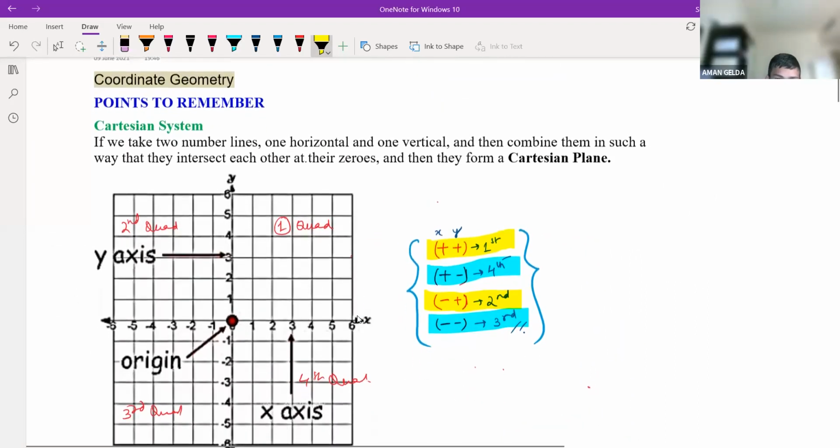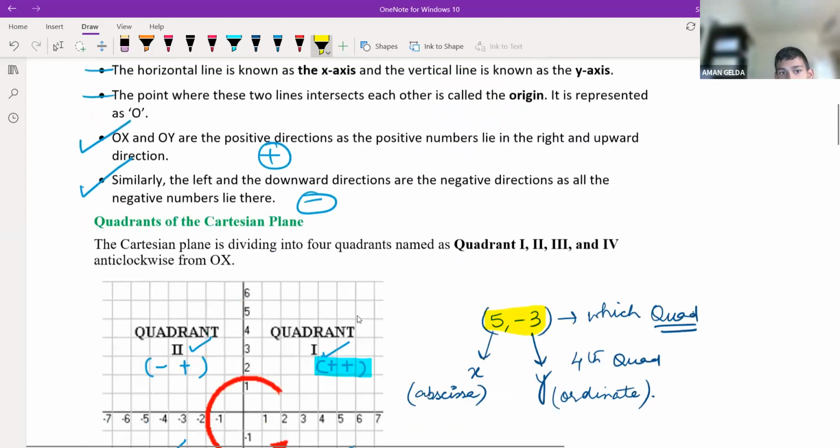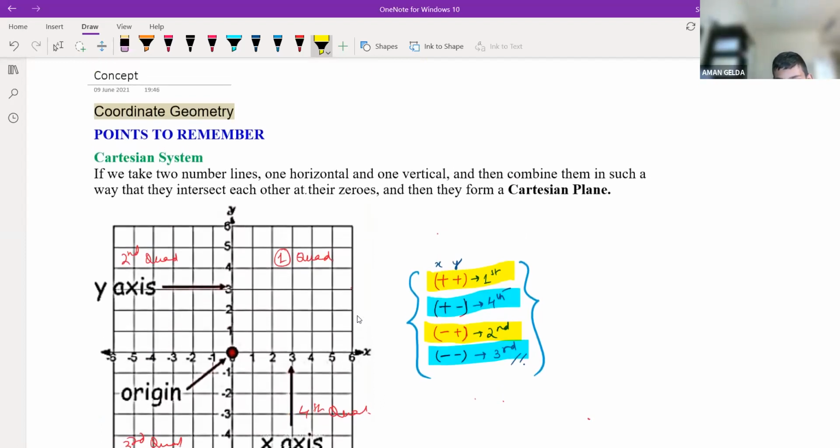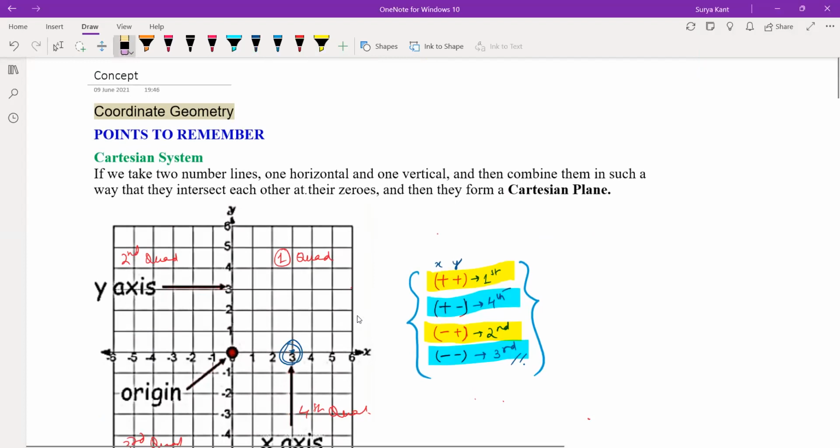Sir, I have a doubt. Yes, tell me, Aman. What if the point is on the x-axis or the y-axis? Which quadrant will that be in? For example, 3, 0. That is not coming under a quadrant actually. That is on the axis. Suppose 3, 0. If any coordinate is 0, then that point is on an axis, not in a quadrant. This is a point on the x-axis. Suppose 0, -2. This is a point on the y-axis. It's not in a quadrant. Okay, Aman?